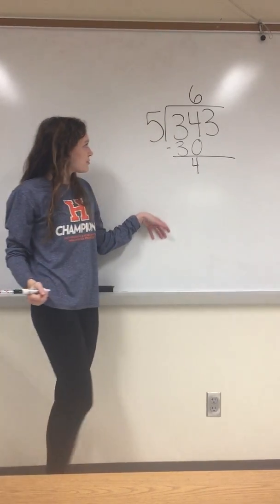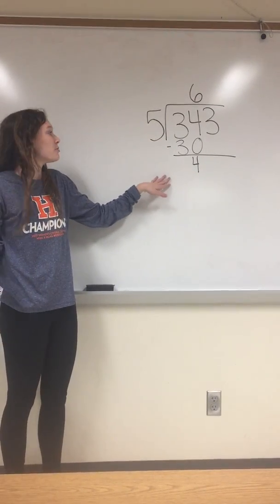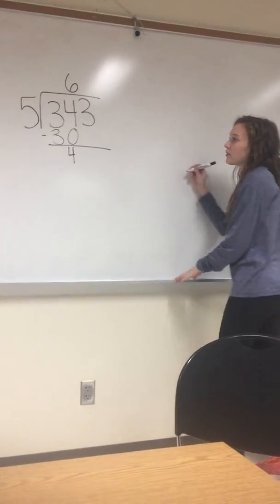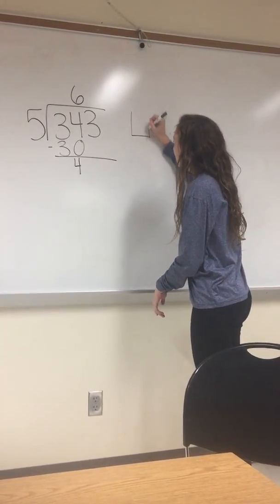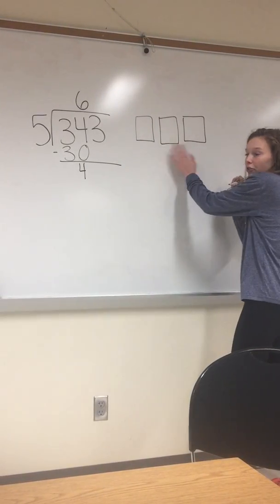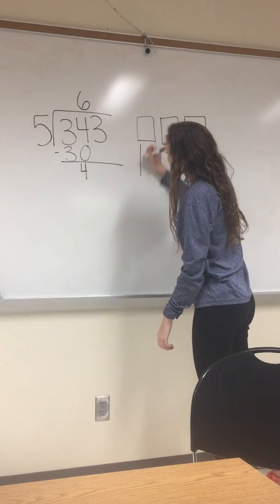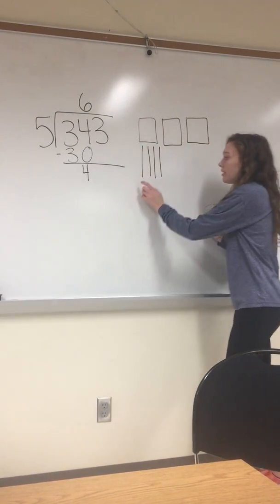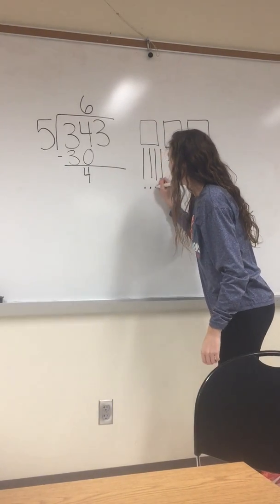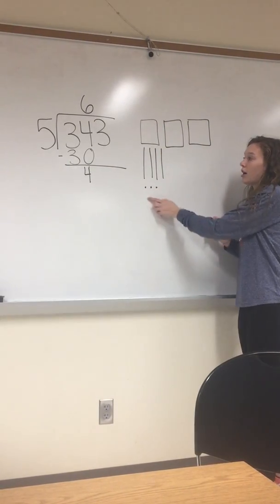And before we move on to the next step, I think it would be helpful if I showed you this in base 10 blocks as well. It's a visual way of looking at it. So we'll start with, we have our 300 here, our 3 groups of 100. And then here are our 4 tens, or 40. And then here are our 3 ones.